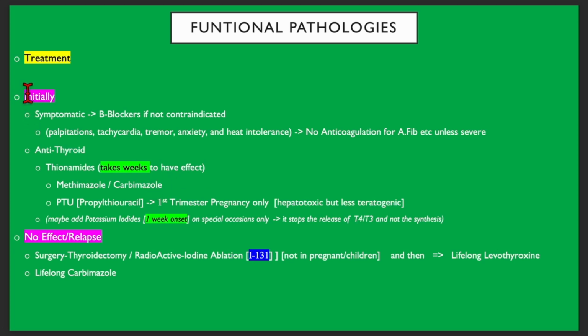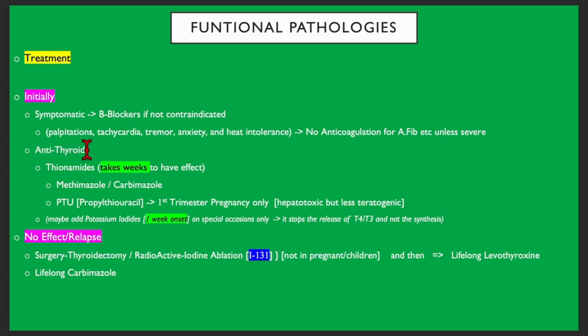Yeah. So first, how do you treat hyperthyroidism? Treat the symptoms. So the beta blockers, if not contraindicated, can be used. They will help with the palpitations, tachycardia, tremor, anxiety, and heat intolerance. So they're very, very good. It's like taking an antipyretic, let's say, like paracetamol. So yeah, beta blockers, it's a symptomatic treatment.